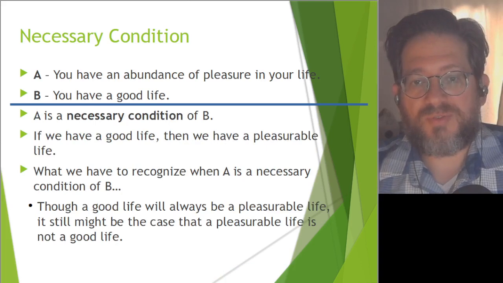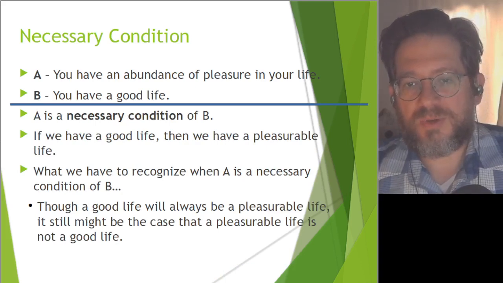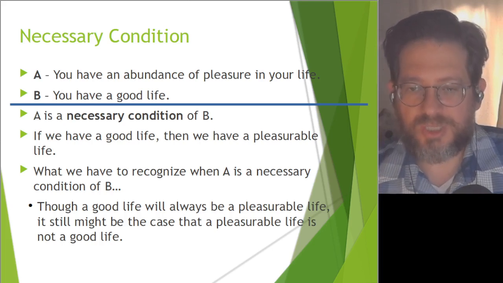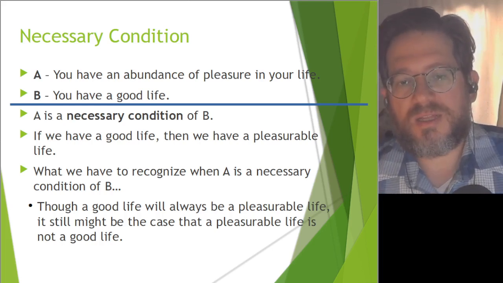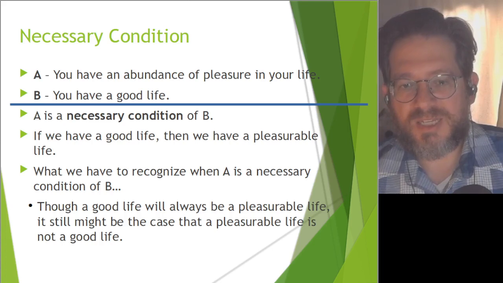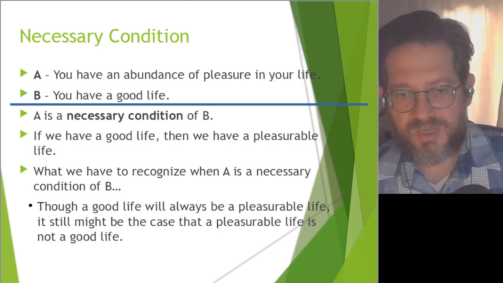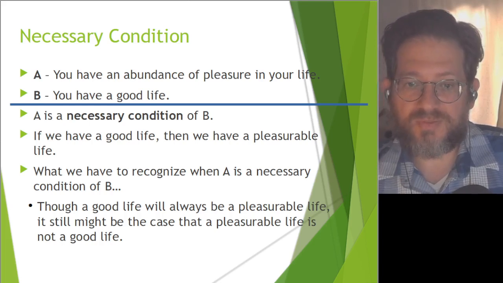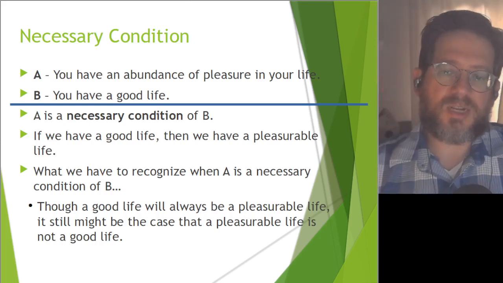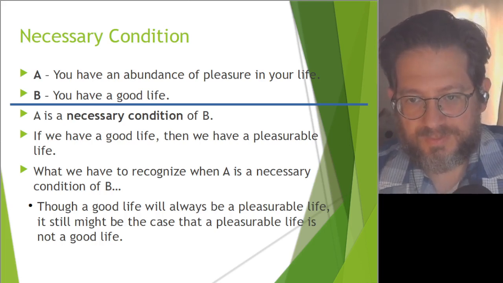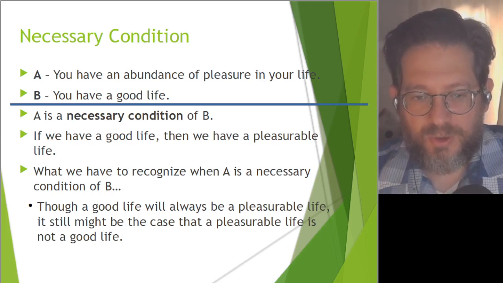Alright, so if we have a good life, and we're talking about the relation between pleasure and positive well-being being a necessary condition, then that good life has to be pleasurable. But we have to recognize when A is a necessary condition of B is that though a good life will always be a pleasurable life, it still might be the case that a pleasurable life is not a good life. Right? We can't go backwards.